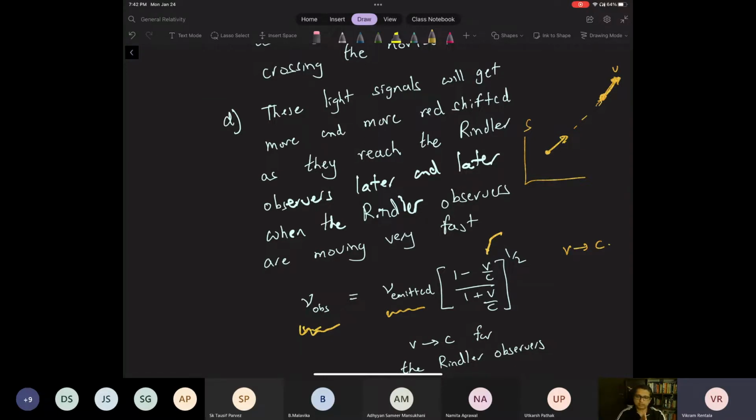Okay, so basically, as you're crossing the Rindler horizon and you're trying to communicate with these rapidly accelerating Rindler observers, the signals that you're sending them will reach them later and later. And the signals will get shifted to lower and lower frequencies. Which means maybe they won't have the capability to detect them, because they're very long wavelength light. And finally, when you cross the horizon, any signal that you send will never reach those Rindler observers.